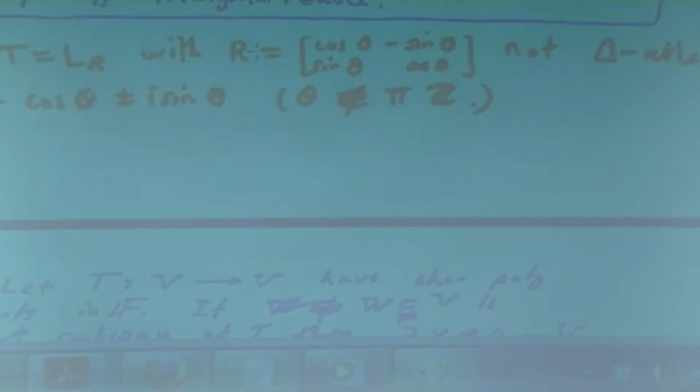Now, the theorem that we're trying to prove in section, oh, I seem to have turned all the lights on again.